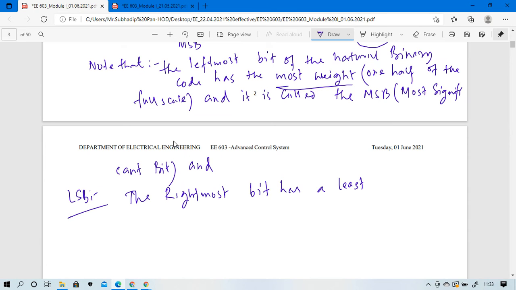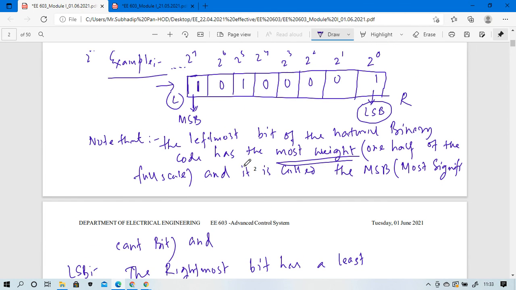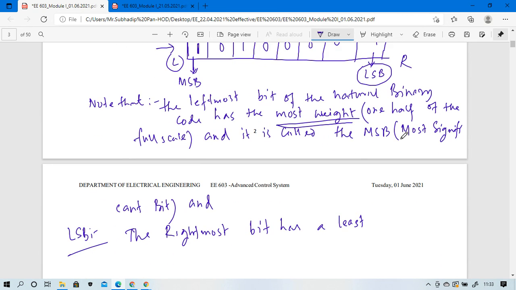This will be the most weight. That means whatever the input, whatever the code we are assigning for a particular system, that particular MSB will be considered as the most weight. That means one half of its full scale. That will be occupied, and that will be called your most significant bit.